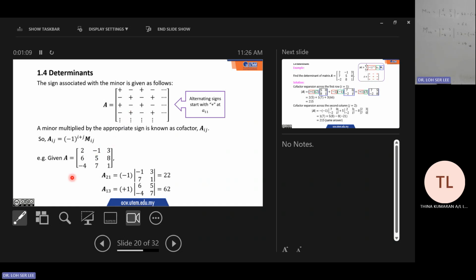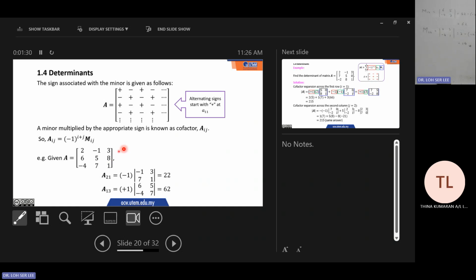So what is the alternating sign for this location? Plus or minus? Minus, because plus, minus, plus, minus. That is the alternating sign.